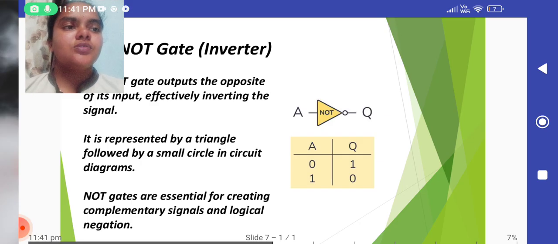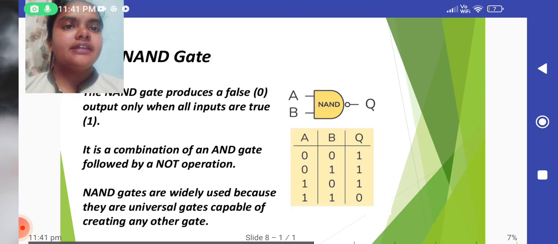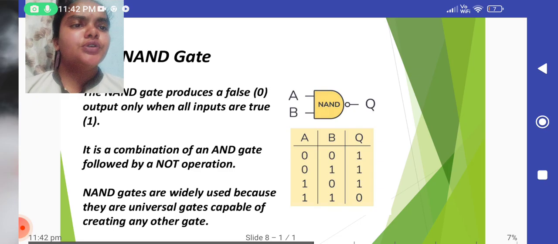And we have to discuss another gate, that is the NAND gate. The NAND gate is produced by a combination of two gates, the AND gate and the NOT gate. If we give inputs that are true, that produces a 0 output. We can see the truth table of the NAND gate.